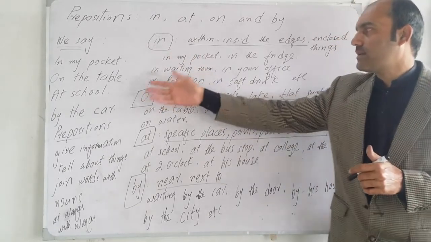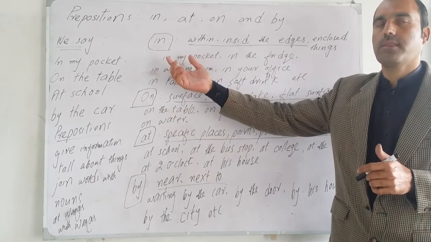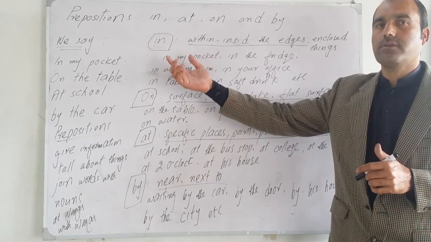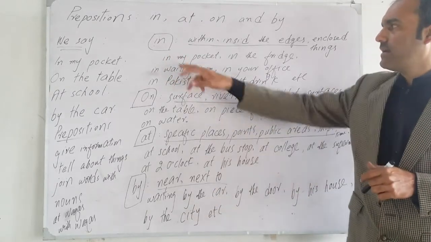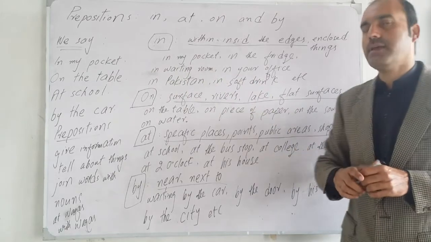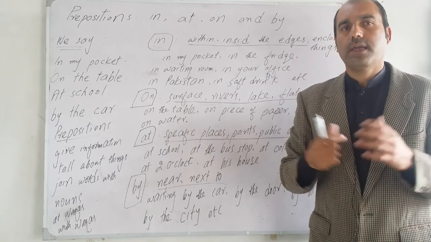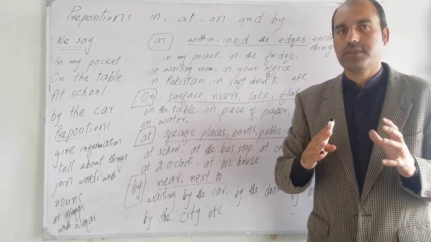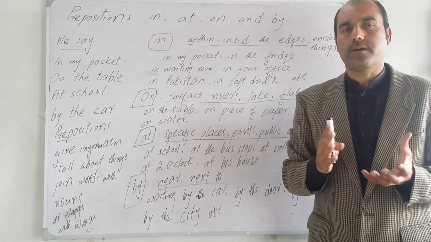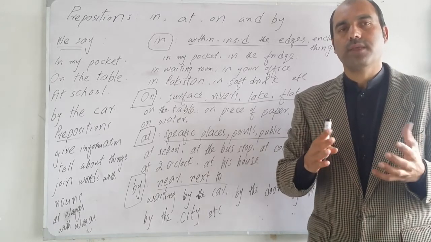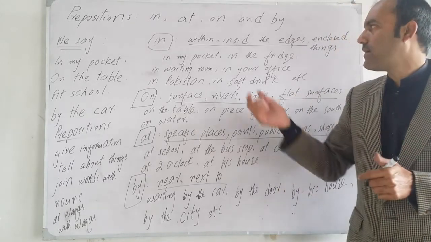I have written a short example so you can understand how to use in, and how in is completely different from the other three prepositions. In my pocket: we say I have money in my pocket. When we say in my pocket, a pocket has edges. A pocket is enclosed by a piece of cloth, so we say in my pocket. You cannot say on my pocket or at my pocket.